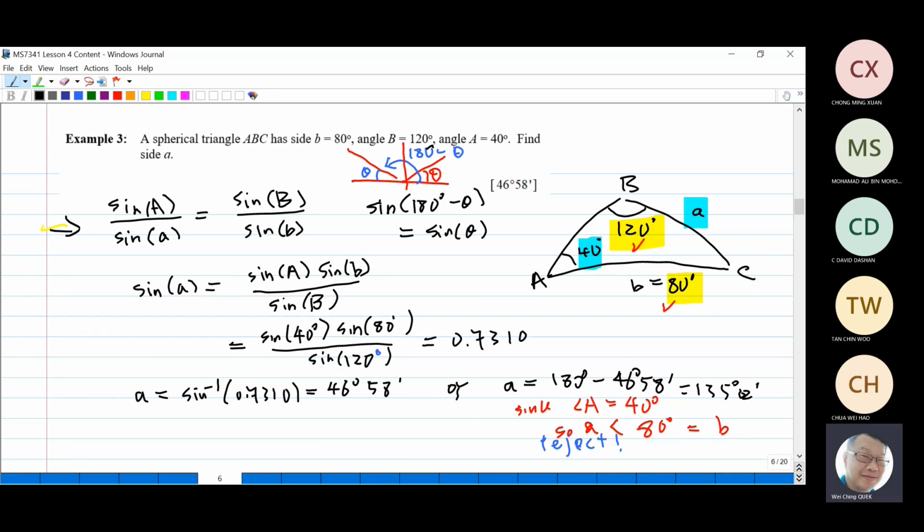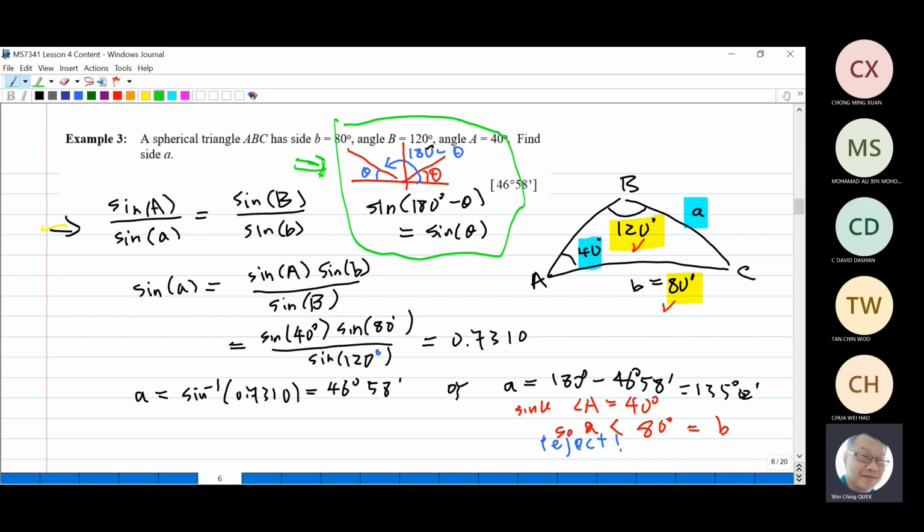Now, bear in mind that we also have this kind of relation for sine, okay? Cosine doesn't have this problem; sine always has this kind of problem. Sine of 180 degree minus theta is the same as sine of theta. They give you the same value. So there's another angle, which is 180 minus theta. So you can take 180 minus 46 degrees 58 minutes, and then you find it is 133 degrees 2 minutes.